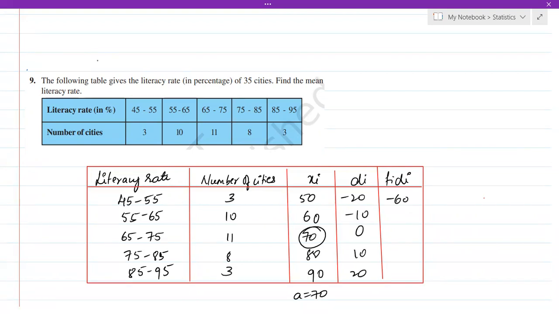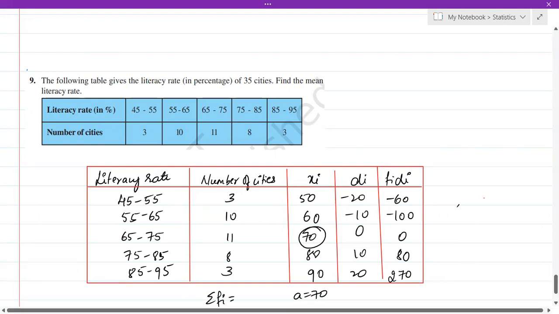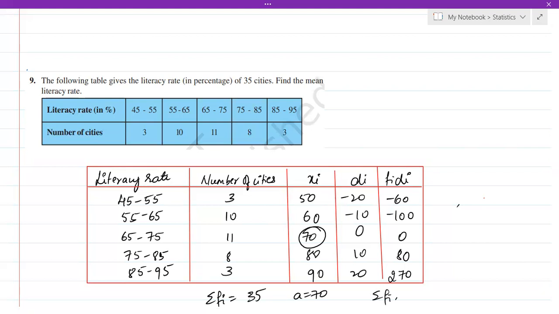So minus 20 into 3, minus 60, minus 10 into 10, minus 100, 0 into 11, 0, 10 into 8, 80, 20 into 3, 270. So if you add these two things, you get 350. And if you add these two things, you get minus 160. So combining these two things, we get 190. Okay, you get it as plus 190. So summation fi di is plus 190. Summation fi is, according to the question, 35 cities. So this should be 35, and summation fi di will be equal to plus 190.